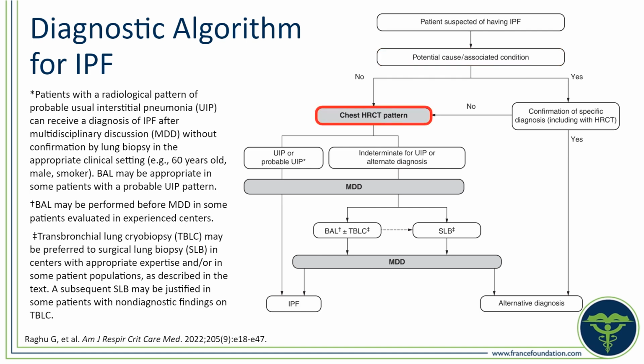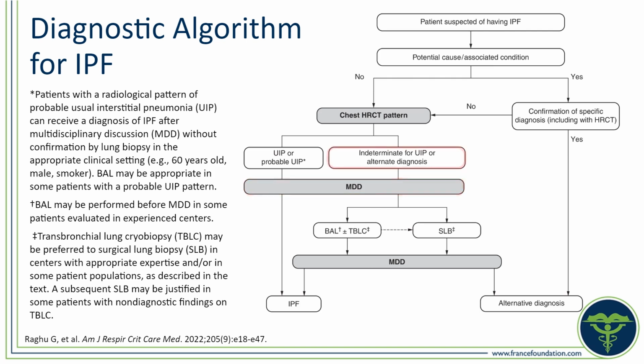When none of those conditions are met, we move on to the chest high-resolution CT in order to determine the pattern. And as we've discussed so far, a UIP or probable UIP pattern is required for the diagnosis of idiopathic pulmonary fibrosis. And in the cases where the patient meets those criteria, it's likely that that diagnosis is idiopathic pulmonary fibrosis, and that can be supported by discussion amongst a multidisciplinary team in terms of diagnostic yield for that patient.